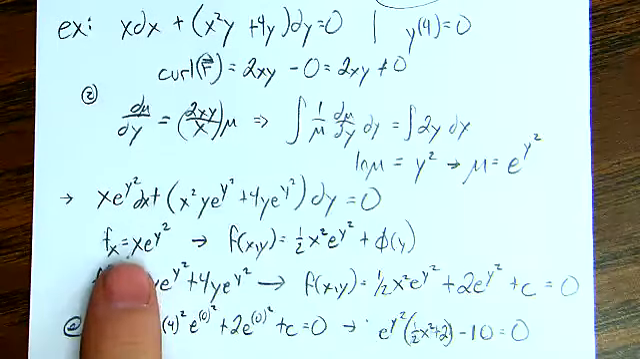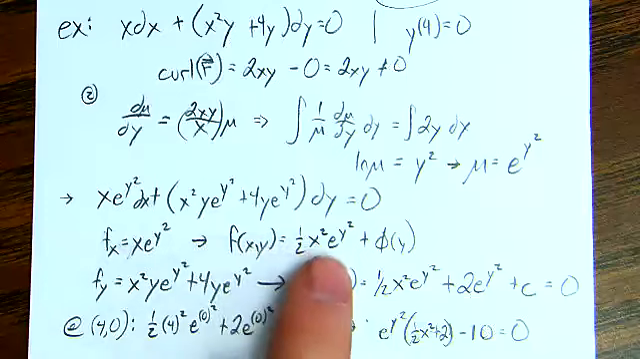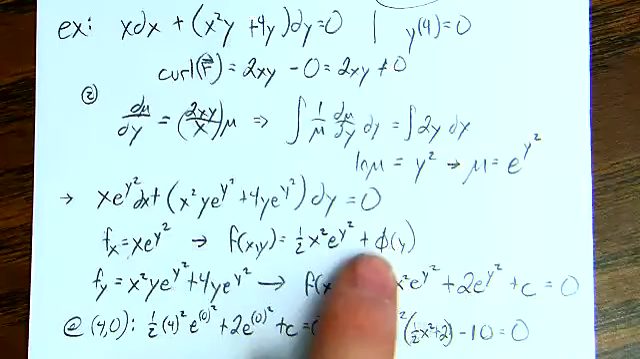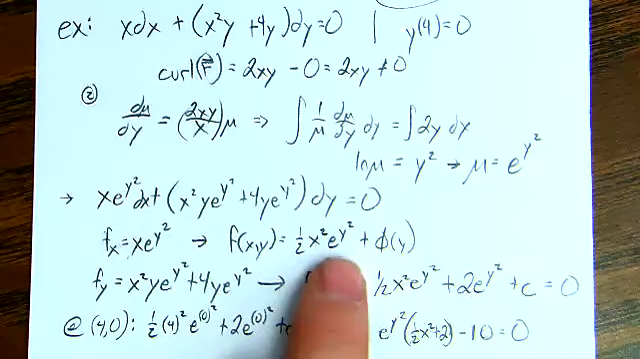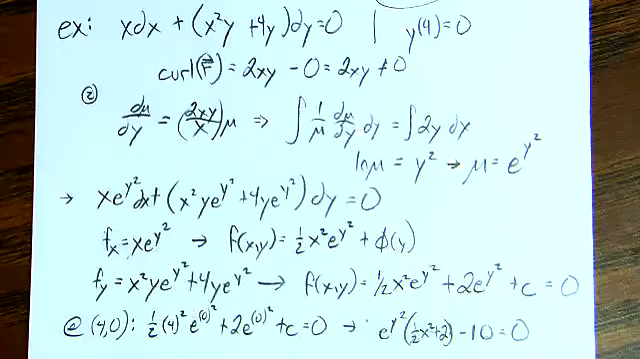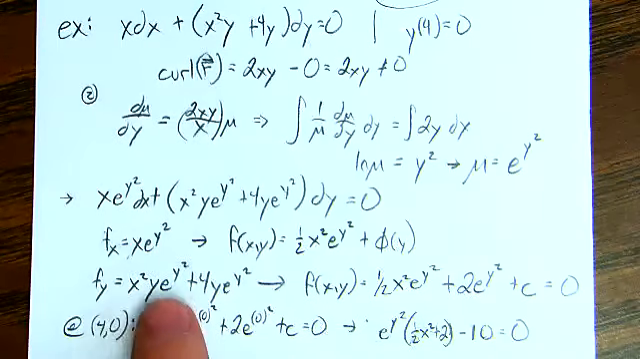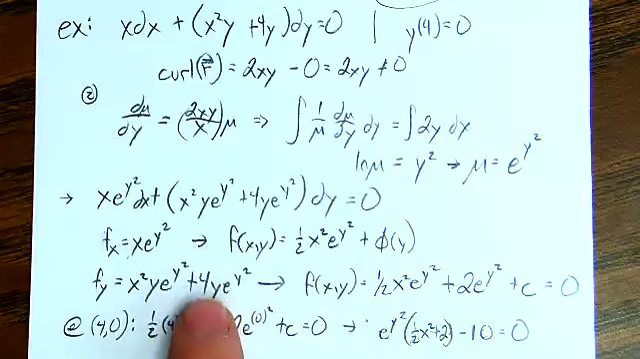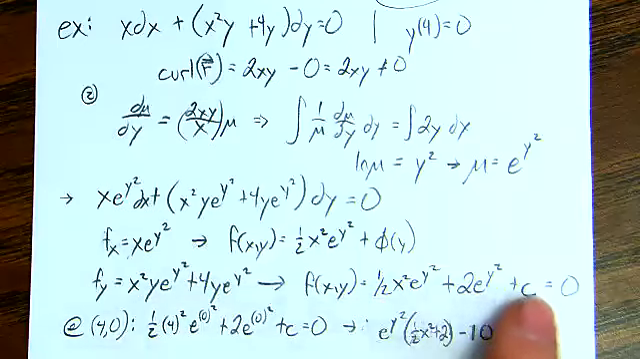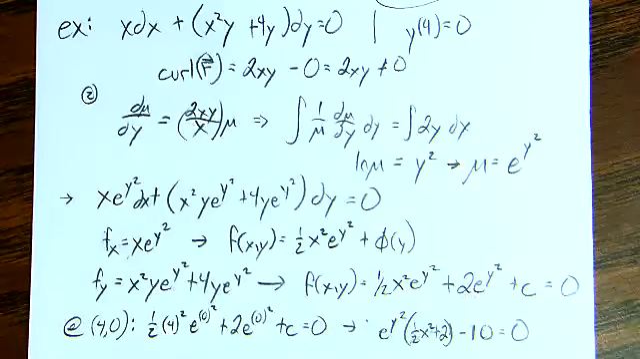I know the derivative with respect to x has to be x e to the y squared, so f must look like this: 1/2 x squared e to the y squared plus at most some function of y. The derivative of this must be equal to this when I take the derivative with respect to y. And so that means my function has to look like this: 1/2 x squared e to the y squared plus 2 e to the y squared plus at most some constant, something which is constant with respect to x and constant with respect to y.